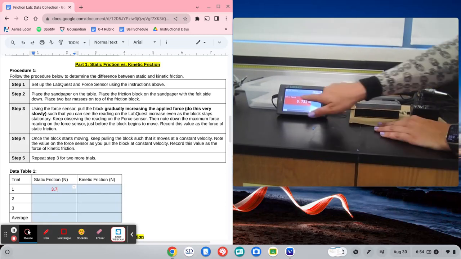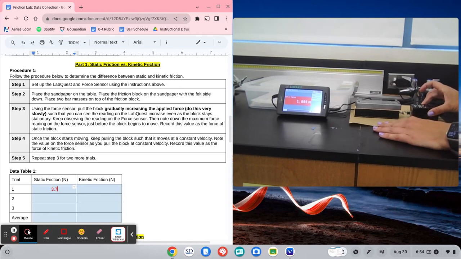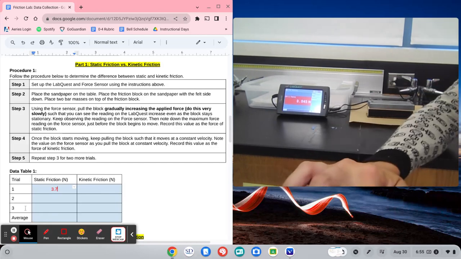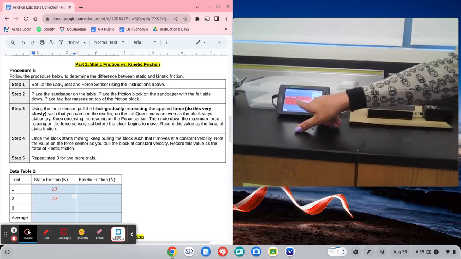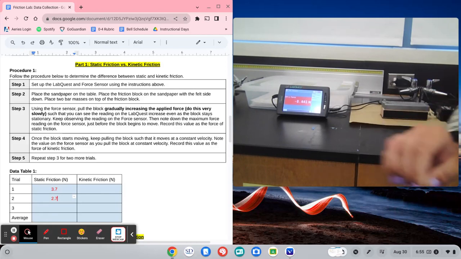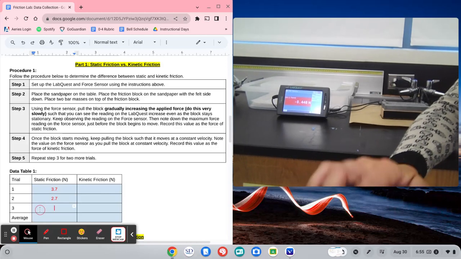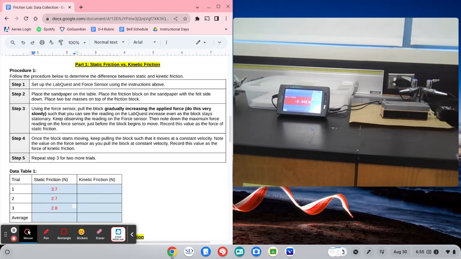I'm going to do it 2 more times. I got a 2.7 value there. I'm going to zero it 1 more time. I got a 2.8 value there. To use your average is probably around 3, which makes sense.